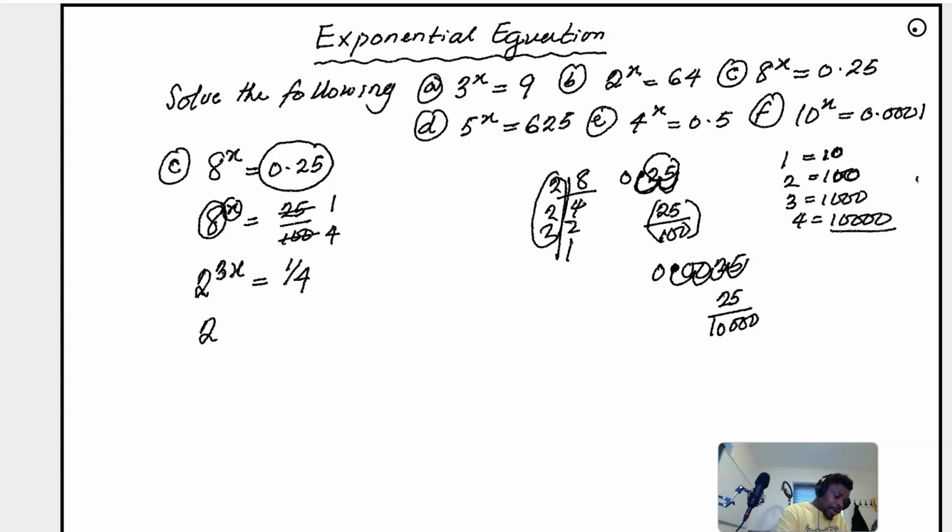Okay, so 2 raised power 3x is equal to, remember in indices, in my previous video, 1 over 4 is something as 4 raised power minus 1, because a raised power minus n is equals to 1 over a raised power n. I've explained that in my previous video. So here, let's take 4 to its simplest form. 4 is something as 2 raised power 2. That is 4. And this is minus 1 here.